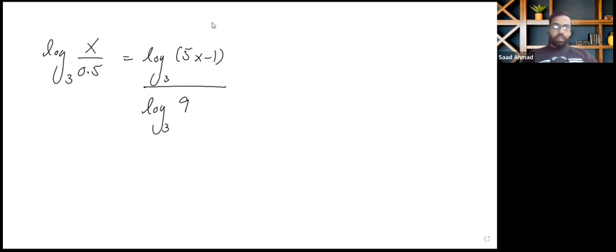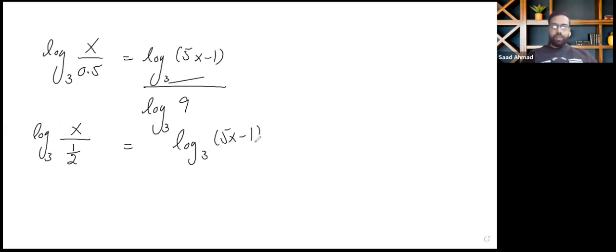Okay. So now let's start with this. So this 0.5, we can write it as 1/2. Two, right? And on the right side, we have log 3 5x minus 1. And okay, now the answer, we can solve this, all right?